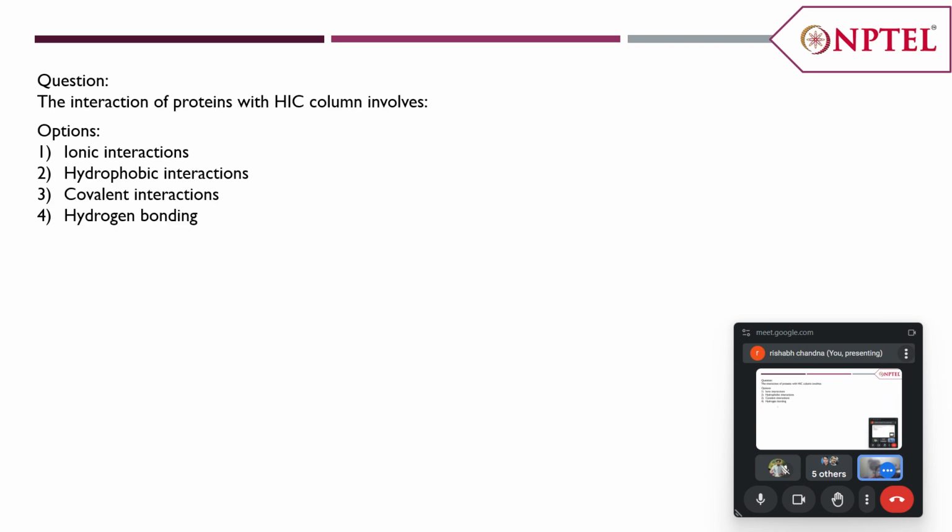The interaction of proteins with the HIC, that is hydrophobic interaction column, involves which of the following interactions? Ionic, hydrophobic, covalent, or hydrogen bonding? So yes, as the name suggests, hydrophobic interaction chromatography requires hydrophobic interactions for the particular proteins to bind to the column. Okay, so the correct answer is option number 2. Moving on to the next question.